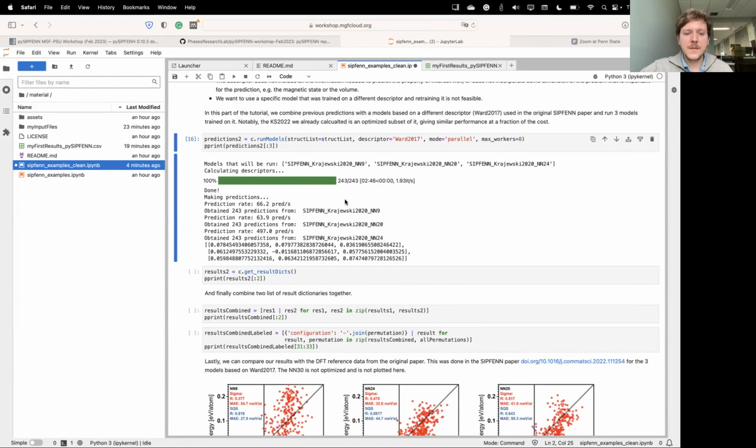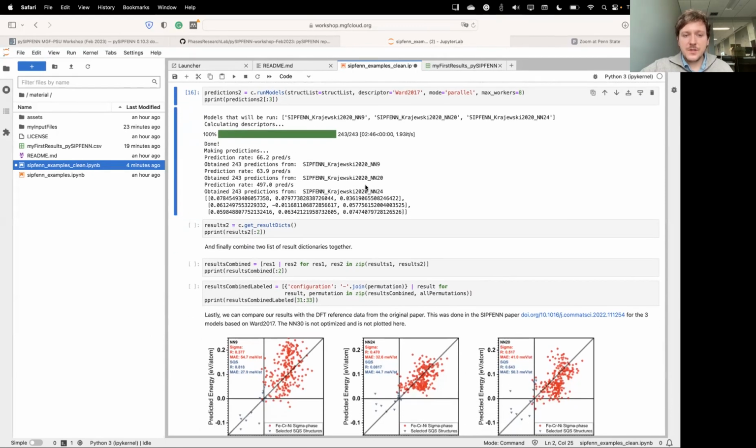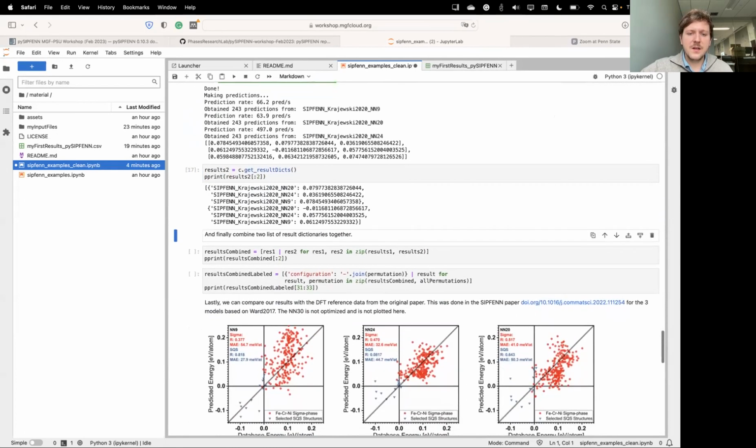Thank you. Okay, so we have these results. Now, again, let's get the result dictionaries. We can see that the models are generally disagreeing with each other slightly. And that's to be expected because they're trained on the same set, but with different tasks in mind.